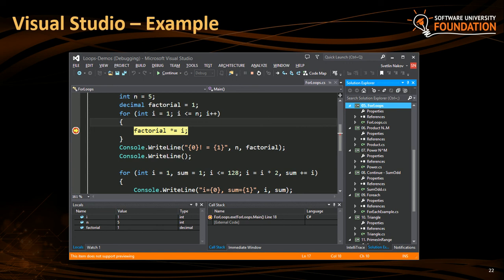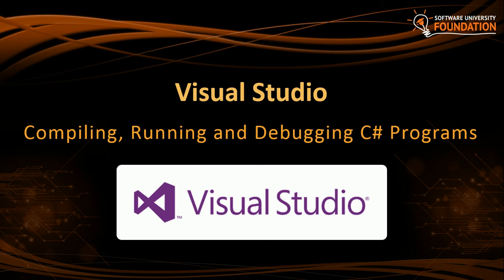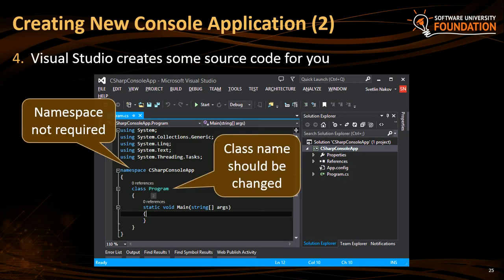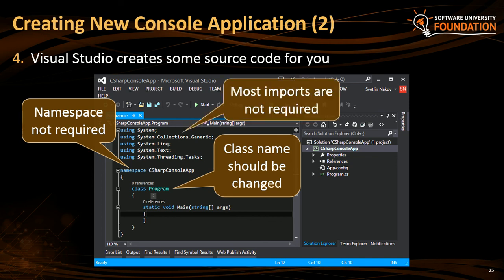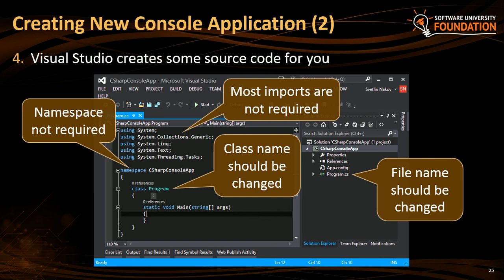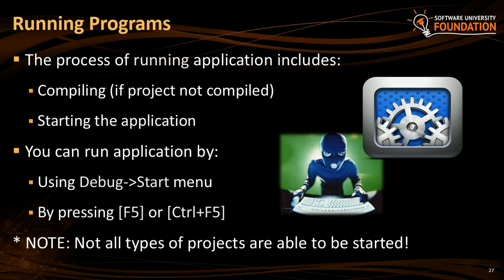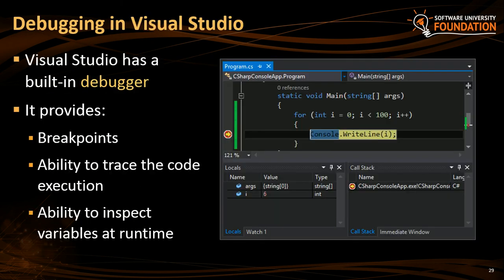This is how Visual Studio looks. This is the dark theme. You can switch it. And compiling and running problems, I already explained how to remove the namespace, to remove the unused usings, how to change the program name, etc. The compile process with F6, I already explained. Running and debugging problems, I also explained and showed you this.